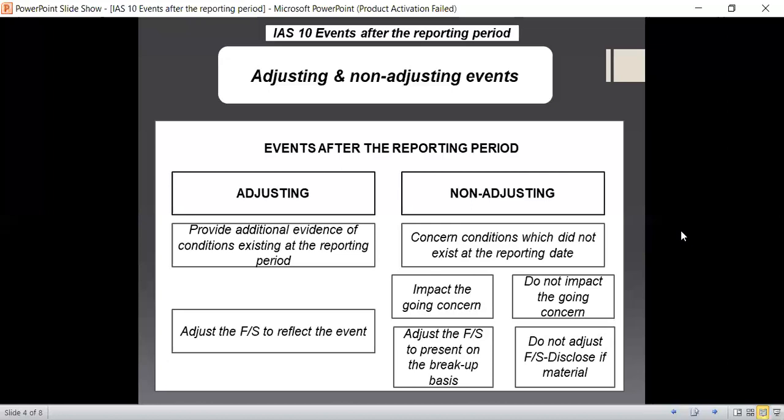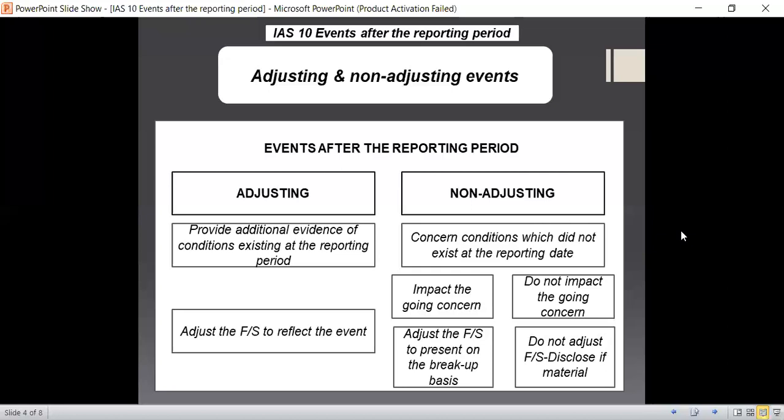IAS 10, Events after the Reporting Period, gives us the guidelines regarding the impact on the going concern issue. If, for example, some events have happened after the reporting period which are impacting the going concern of the organization, and we observe that maybe the business will not be able to run as a going concern, then the standard requires us to adjust the financial statements to be presented on the breakup basis, even if the conditions were not existing at the reporting date.